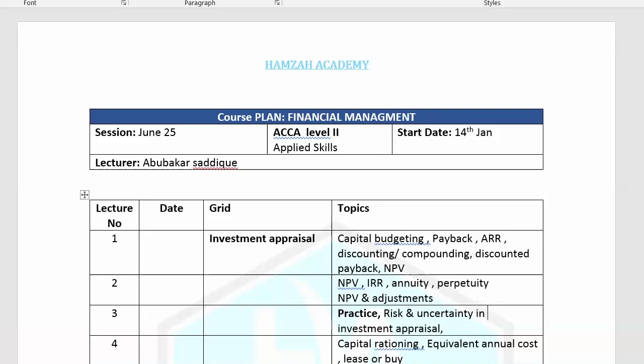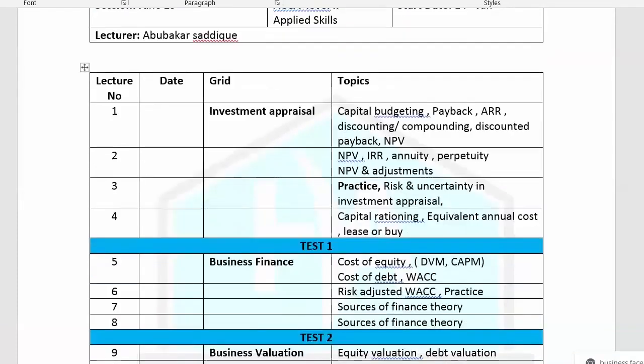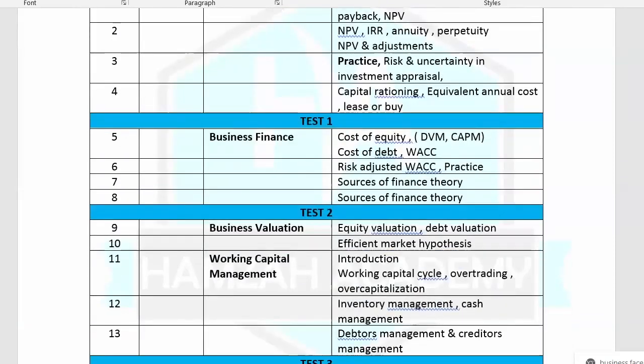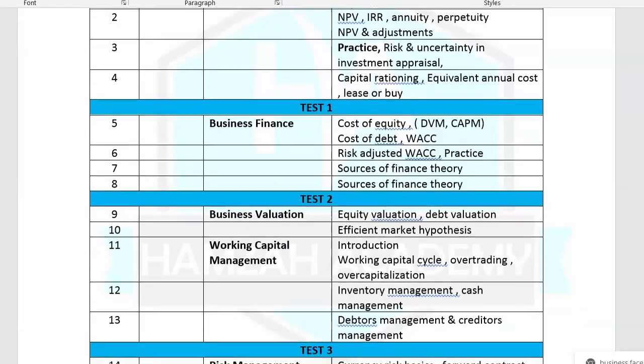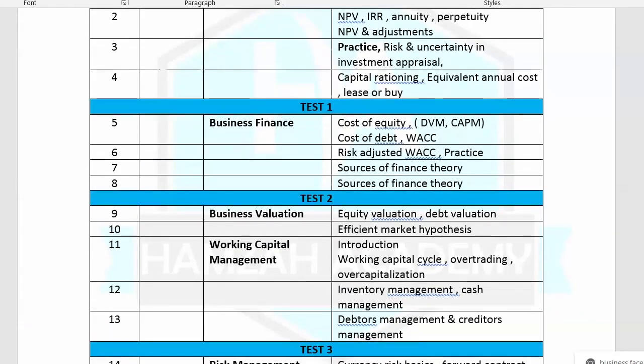Then after that, investment grade, the next grade we have is about the financing of the business. It is also known as source of finance. In this grade, we basically discuss what sources of finance are available for entities, and what are the advantages and disadvantages of each source of finance. And in this grade, we also learn to calculate the cost of capital.